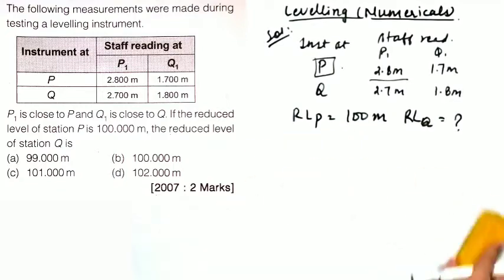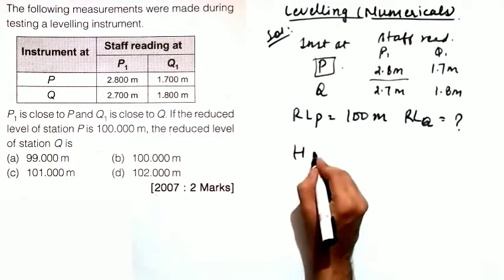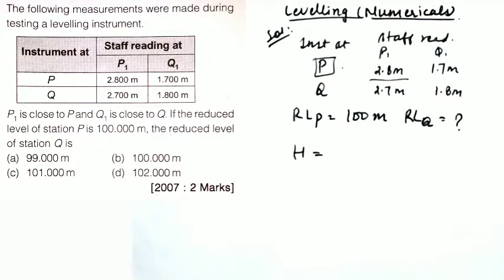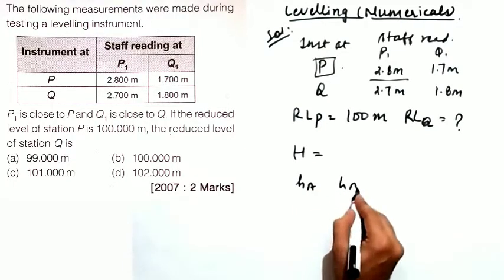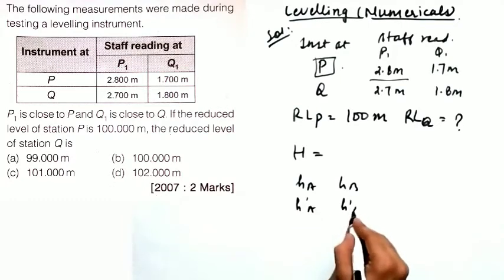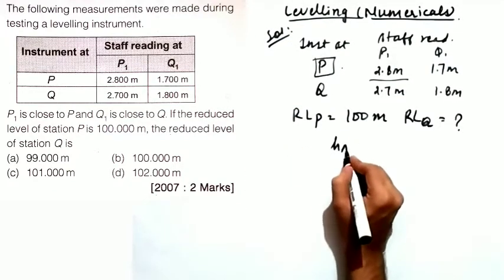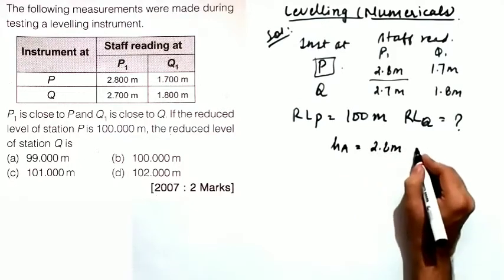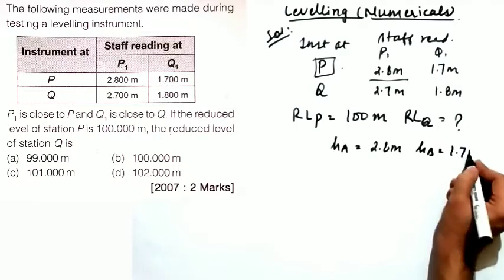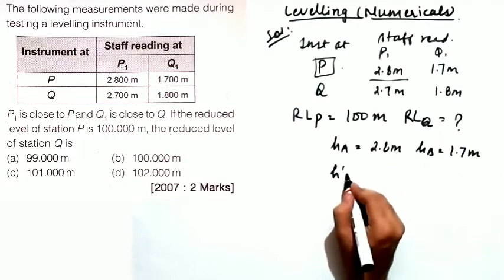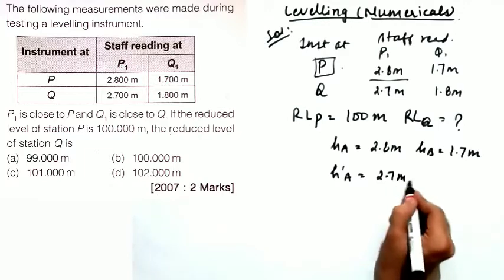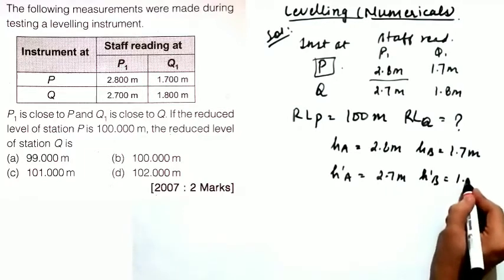Now the height difference between P and Q is obtained using the formula of reciprocal leveling. The formula we have learnt is based on HA, HB, H-A and H-B. But here the points are in terms of P and Q. So let us make them in terms of HA and HB. What is HA here? HA is 2.8 meters. HB is 1.7 meters. What is H-A? H-A is here 2.7 meters and H-B is 1.8 meters.